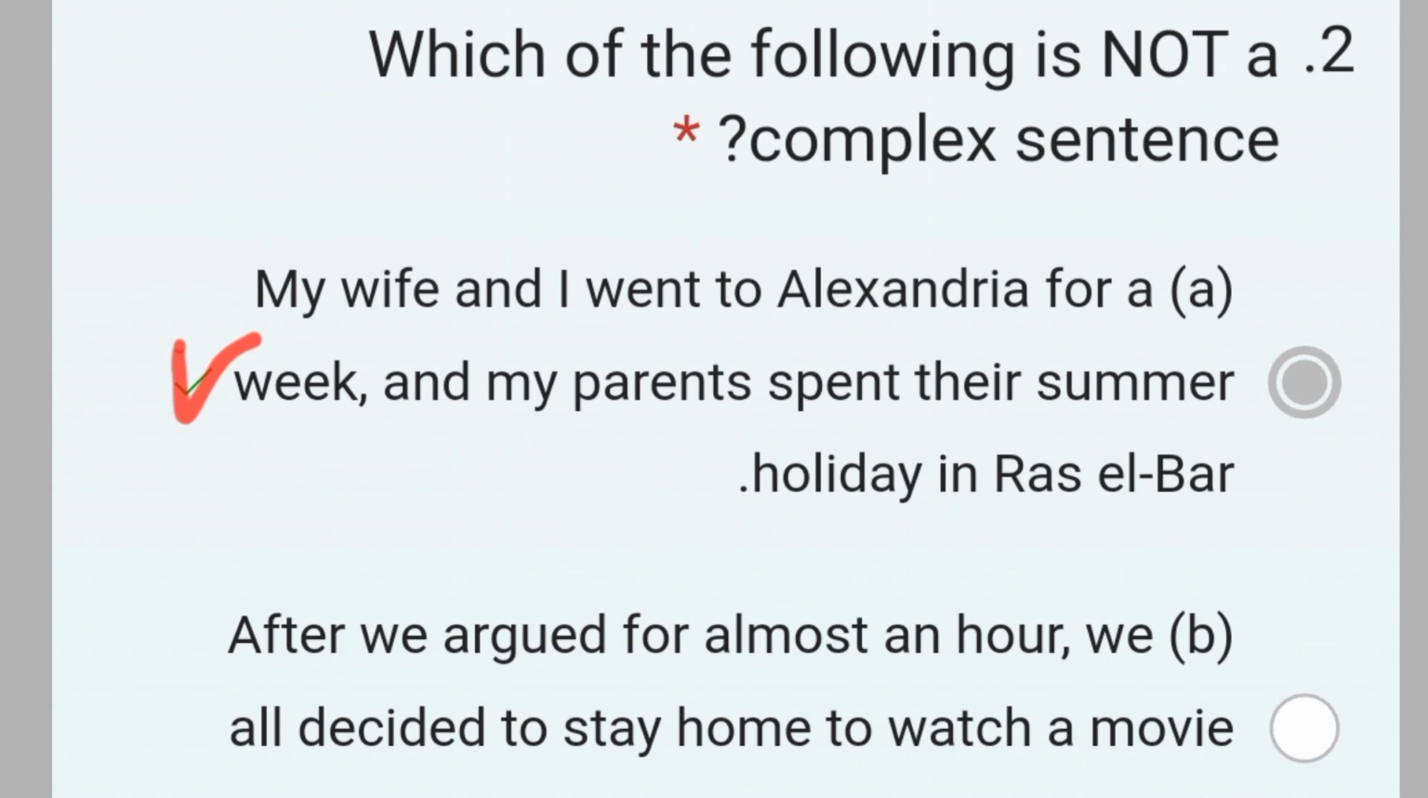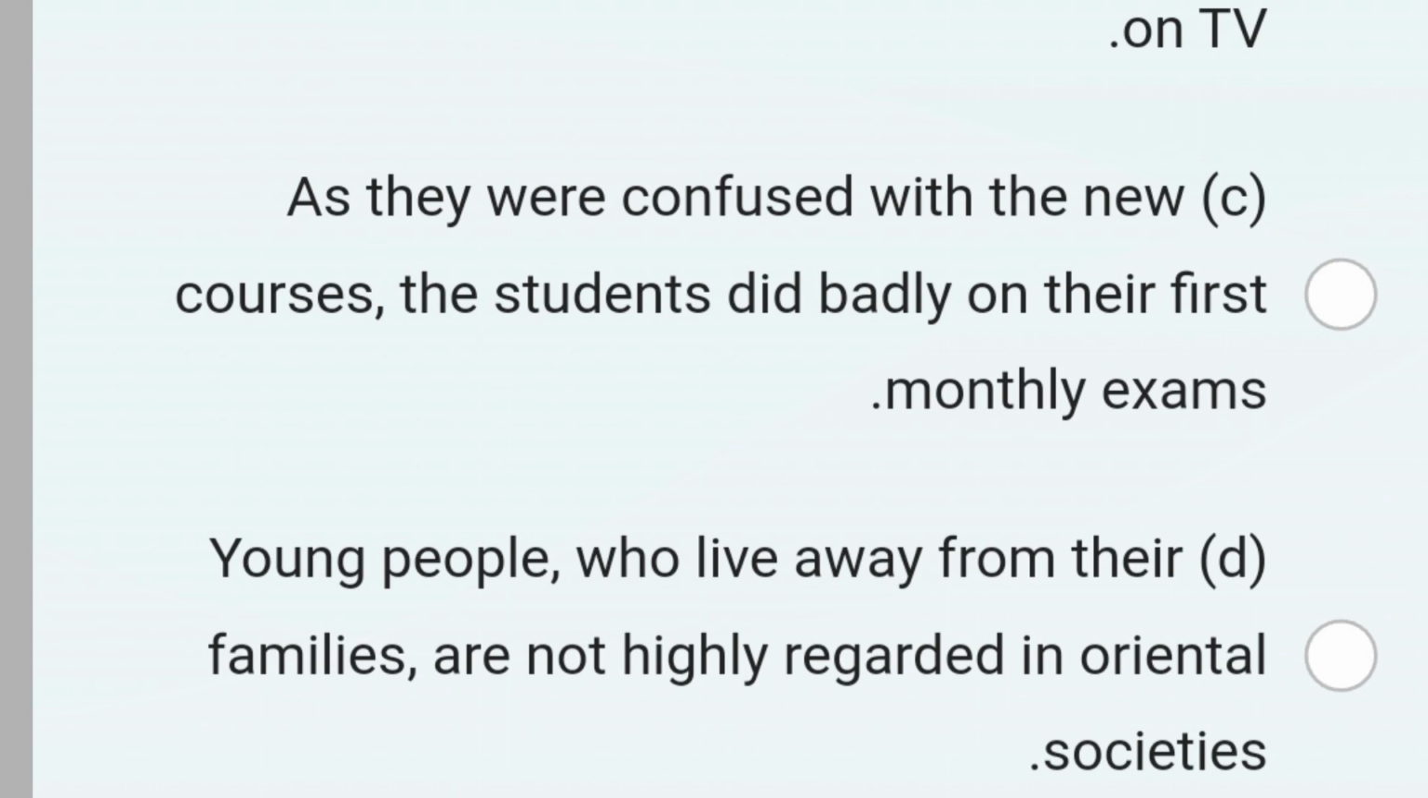B. After we argued for almost an hour, we all decided to stay home to watch a movie on TV. C. As they were confused with the new courses, the students did badly on their first monthly exams. D. Young people, who live away from their families, are not highly regarded in Oriental societies.